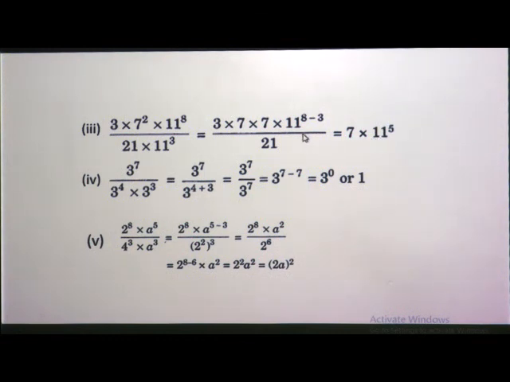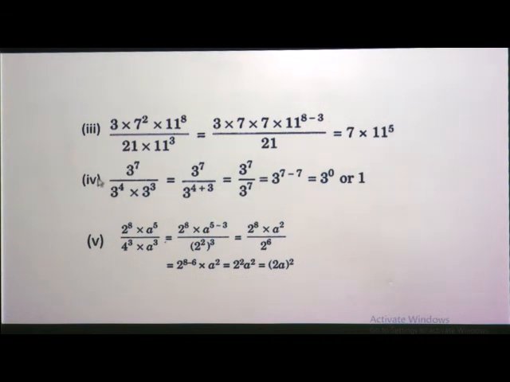So, in this way we have tried to simplify. If you write 21 in the form of 3 into 7, that is also correct. What we had done is just written it in expanded form. Here is another example: 3 raised to the power of 7 upon 3 raised to the power of 4 into 3 cube.